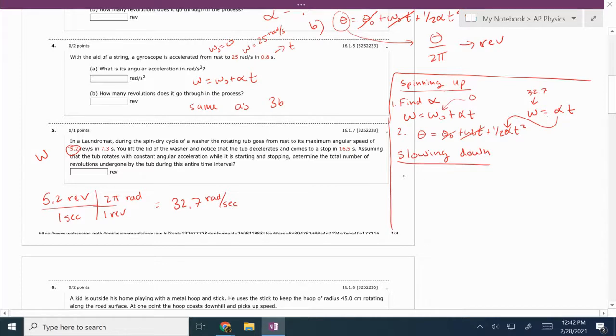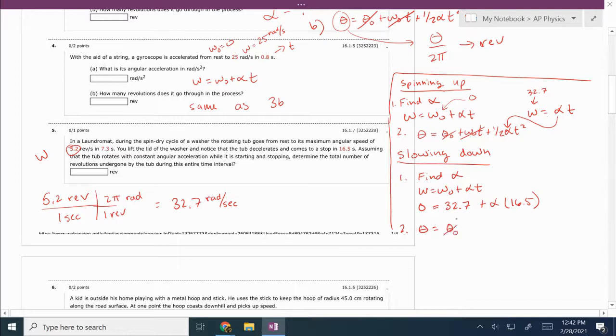So for the slowing down, we basically do the same thing. The first thing is find alpha. We'll do the same equation here. We know that our final velocity is 0 because it's slowing down to a stop. We know that our initial velocity was 32.7, and then alpha, and you're given the time, which was, in my case, 16.5. Obviously, it'll be different for you, but just so that you know how to set that up.